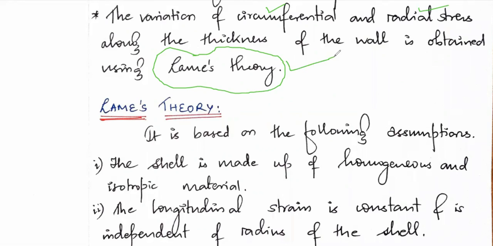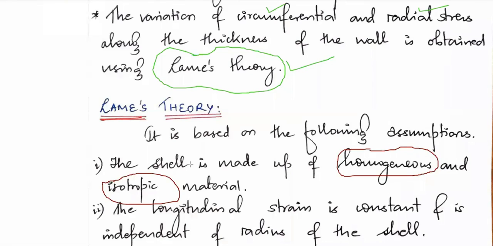So now let us study what Lame's theory is, and let us check out how I have used this theory in order to develop the equations which are used to govern the fixed cylinders. Right. So in Lame's theory, there are two important assumptions. So the first important assumption here is the shell is made up of homogeneous and isotropic material. The cylindrical pressure vessel or the shell is made up of homogeneous and isotropic material. So this is the first assumption.